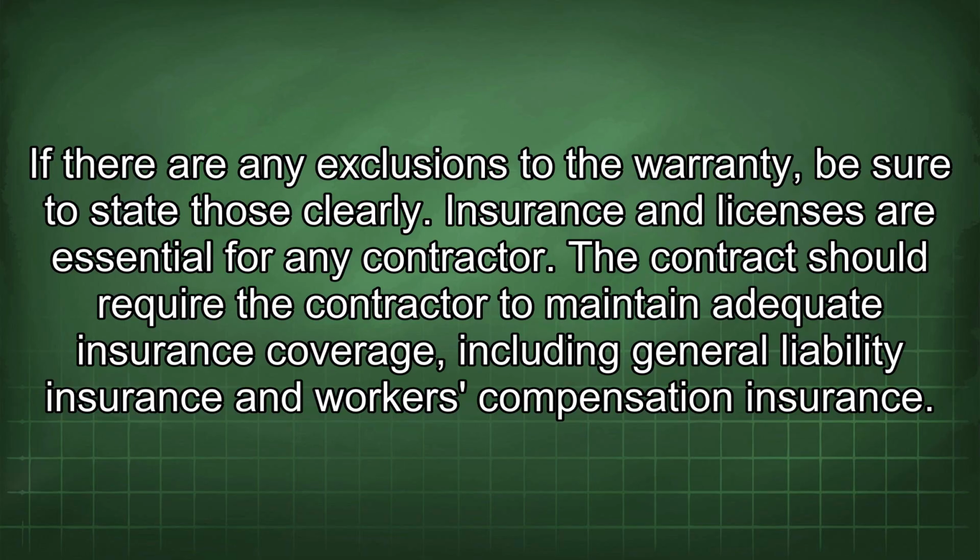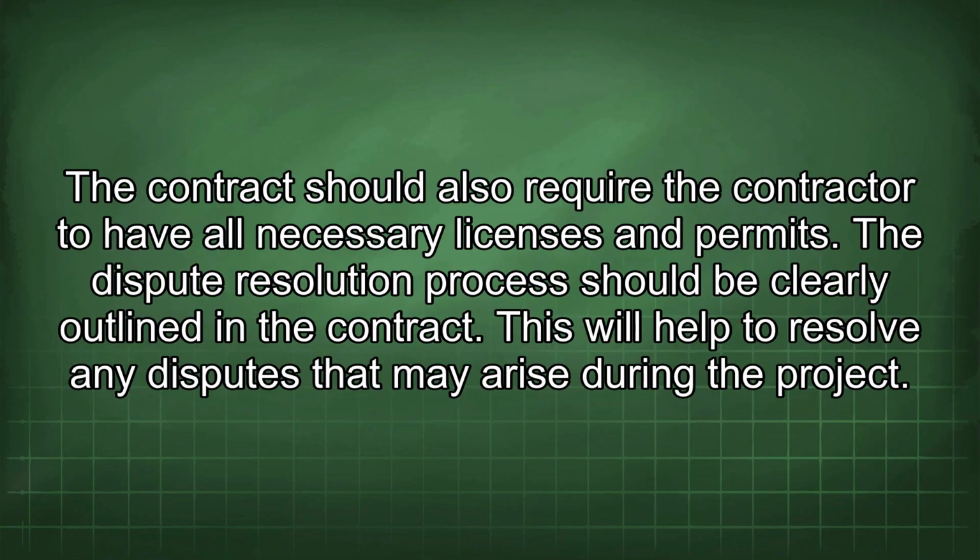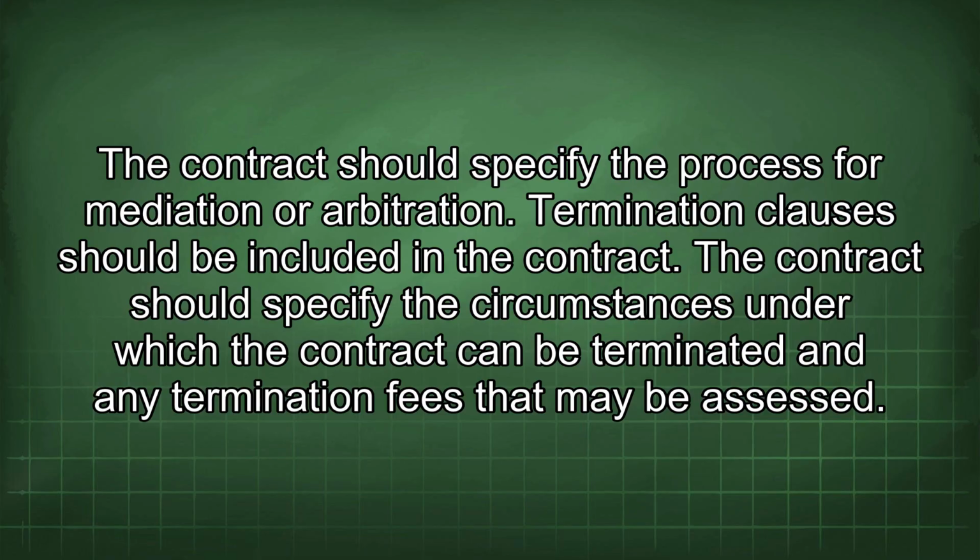Insurance and licenses are essential for any contractor. The contract should require the contractor to maintain adequate insurance coverage, including general liability insurance and workers' compensation insurance. The contract should also require the contractor to have all necessary licenses and permits. The dispute resolution process should be clearly outlined in the contract. This will help to resolve any disputes that may arise during the project. The contract should specify the process for mediation or arbitration.